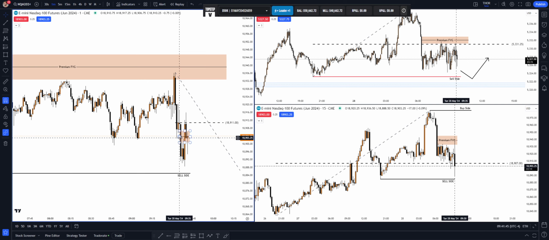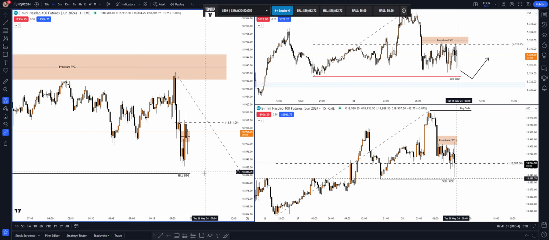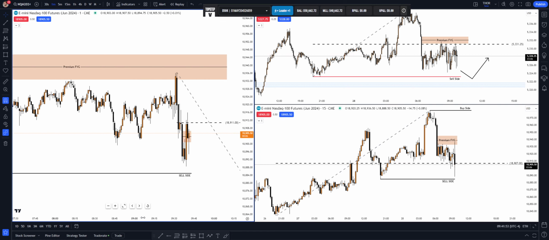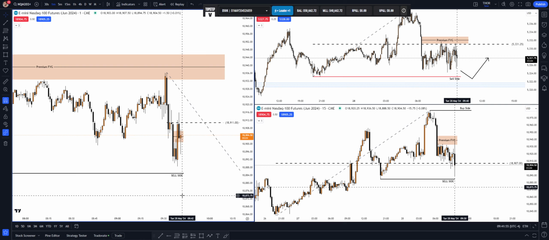By the way, I do not see this as a trap, honestly. It could be, but I think it should take out the low at this point, still respecting the range equilibrium.